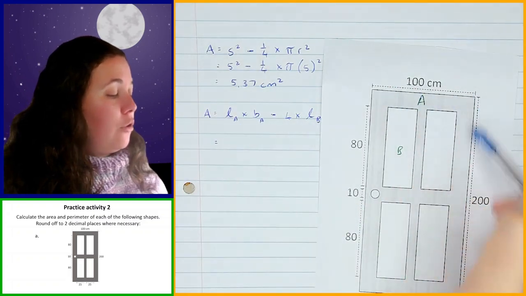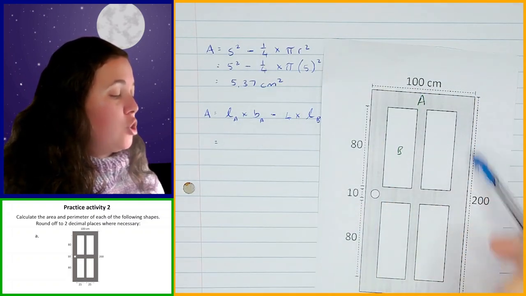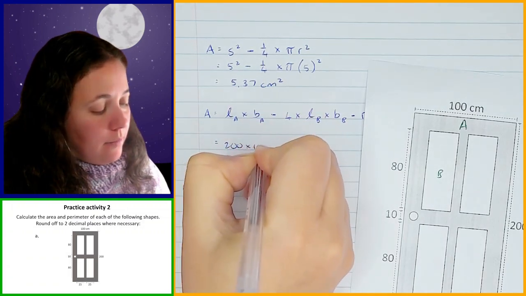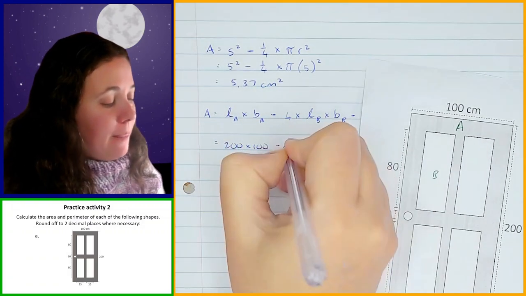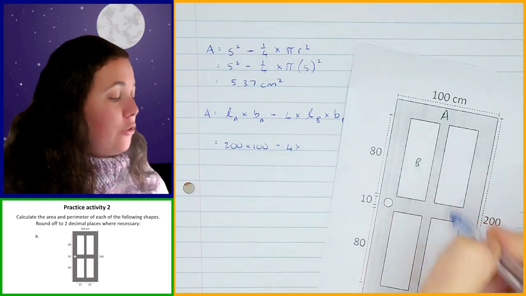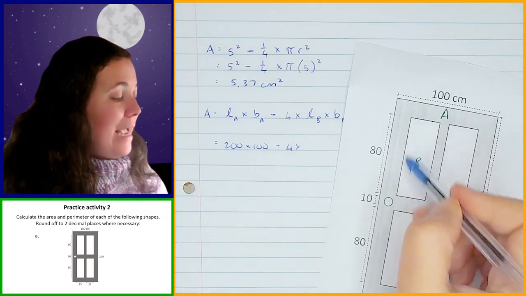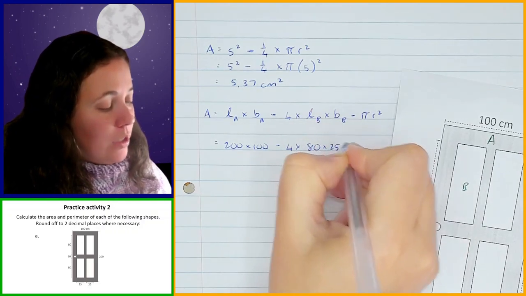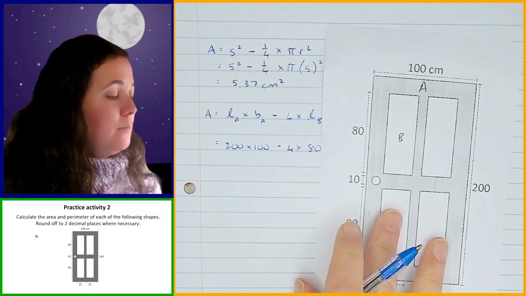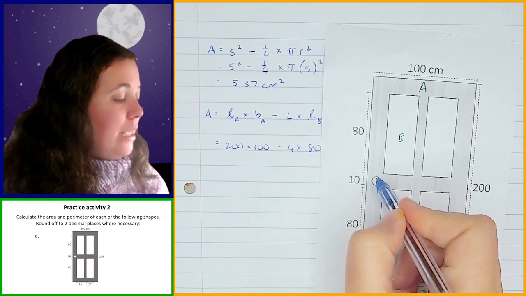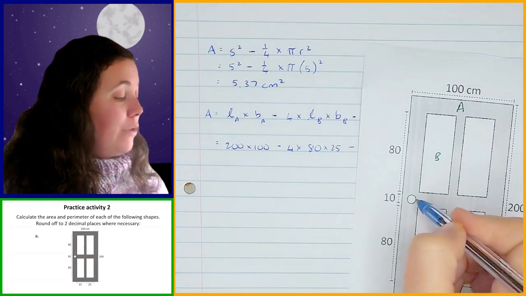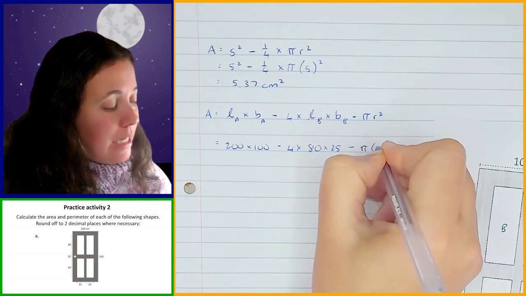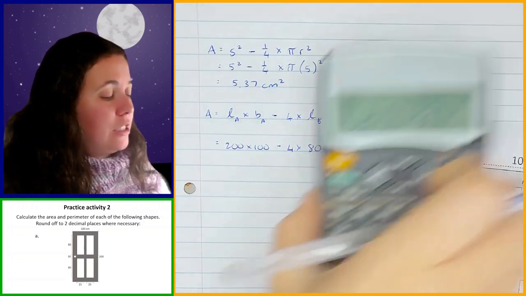So for our door, the length times breadth is 200 times 100, minus 4 times, because there are 4 windows, and each window is 80 by 25. So 80 times 25, minus the area of our circle, which is pi r squared. The radius of that circle is 5. So pi times 5 squared. So now let's go and work that out.